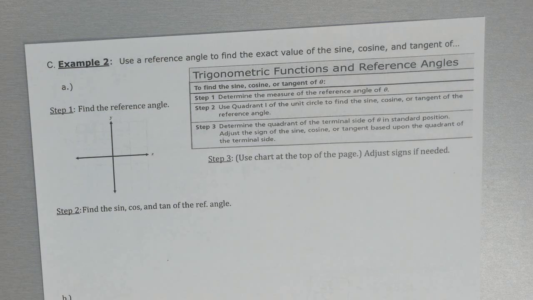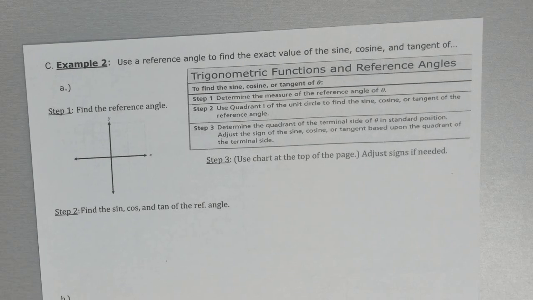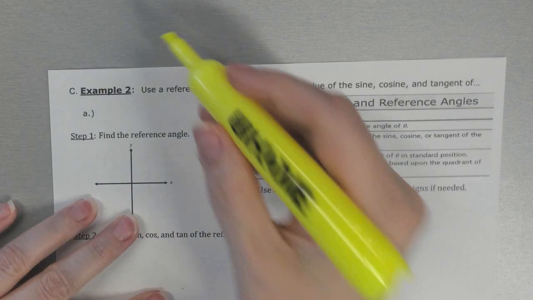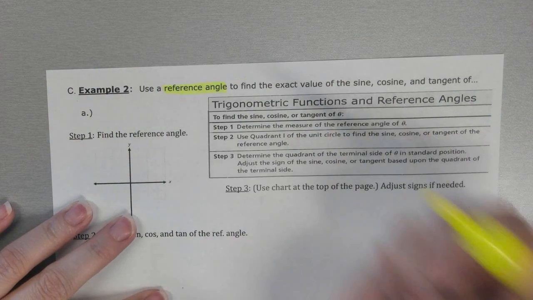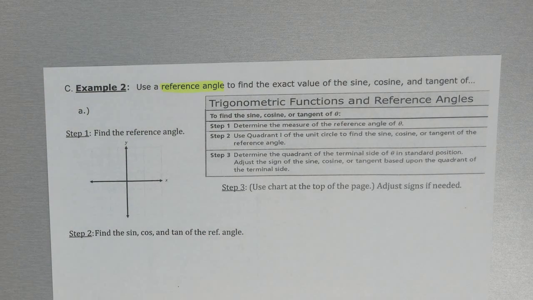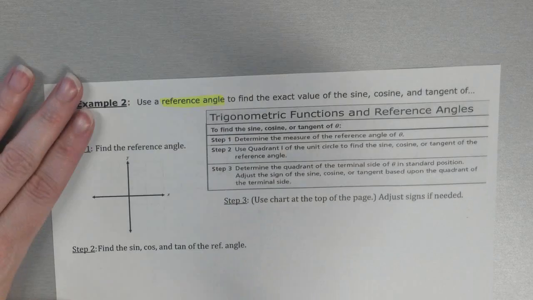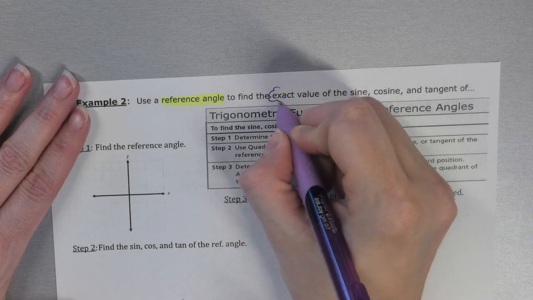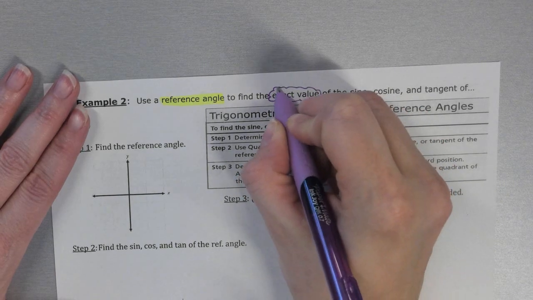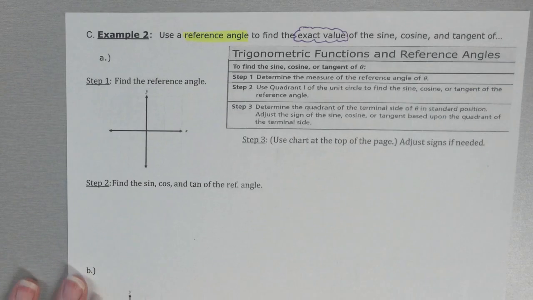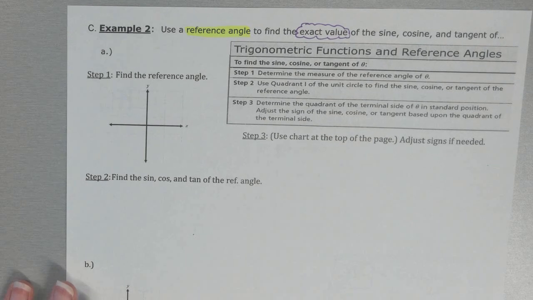All right, now on the next page, we're going to be using a reference angle. We talked about reference angles earlier in chapter 10, and we're going to use those reference angles to find the exact values. An exact value just means that it's not what? Exact values are not decimals. So keep it as a fraction, keep it as a radical.